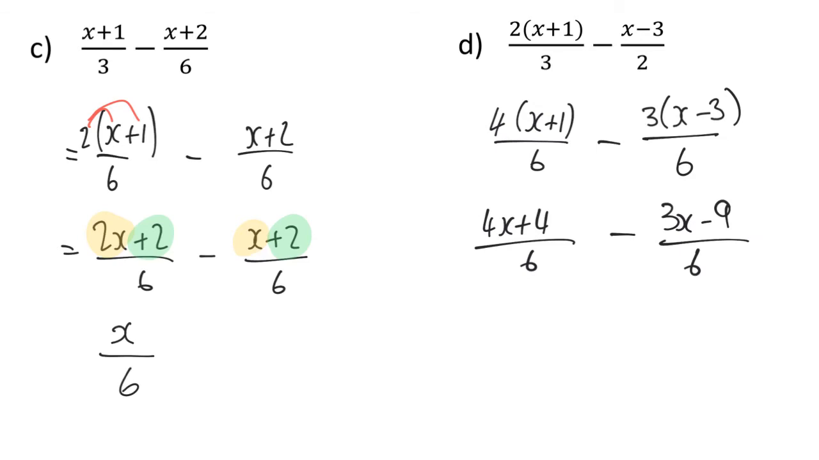So again, this is now going to be something that we need to think about. We're taking away the second fraction, so we're taking away the 3x. We're also taking away minus 9, so we need to be really careful with our rules for subtracting negatives.